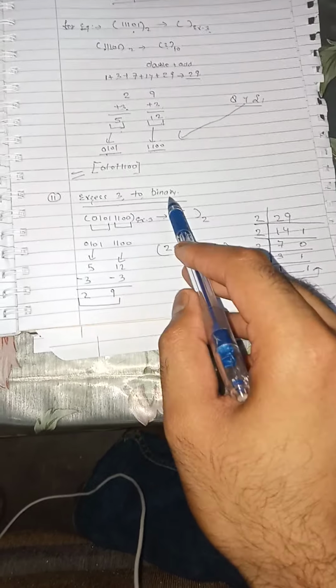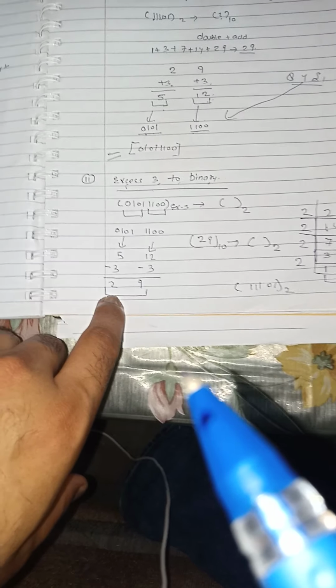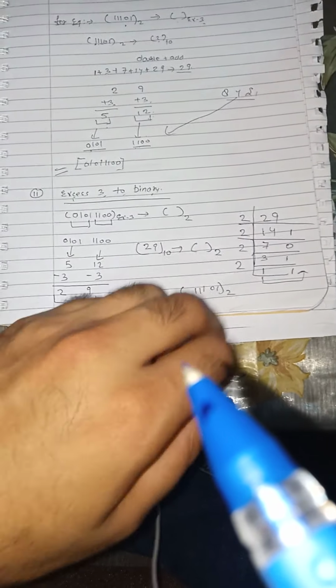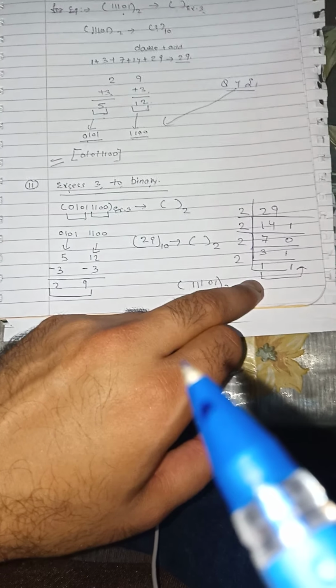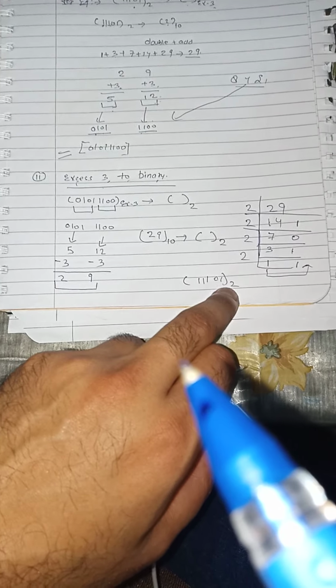Now, in the second form, what I need to do is convert the Excess-3 to binary. So let's suppose I have taken an Excess-3 code and I need to convert it into binary. For that I need to make pairs of 4, and after making pairs of 4, I need to subtract 3 here and 3 here. After that I have got 29 here. After getting the digits of 29, I just need to convert the decimal form to binary form, as we know how to convert decimal to binary. For that I need to divide it by 2, and from the downside I need to write the remainders. So I have written the remainders here: 11101 in base 2.